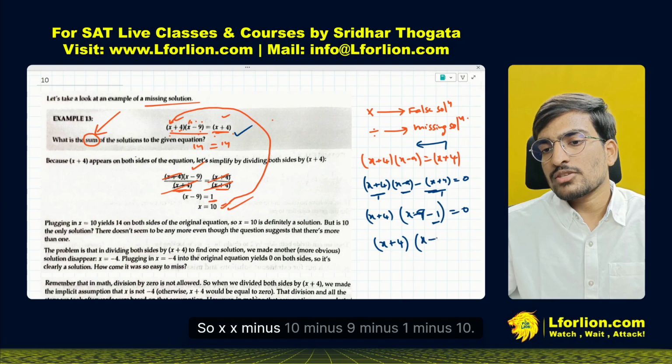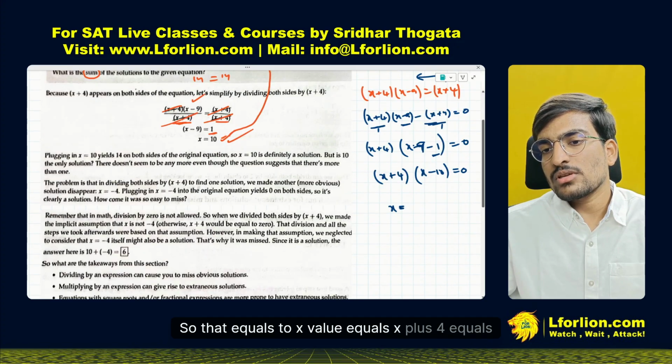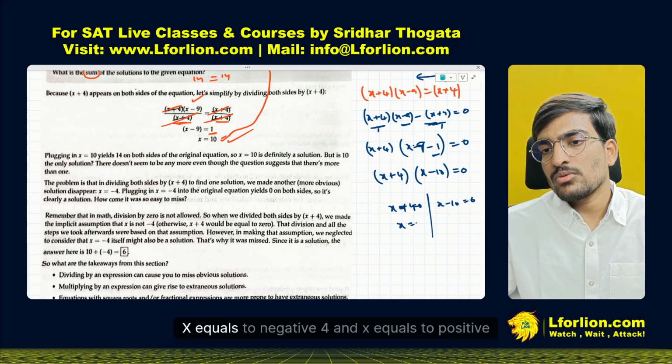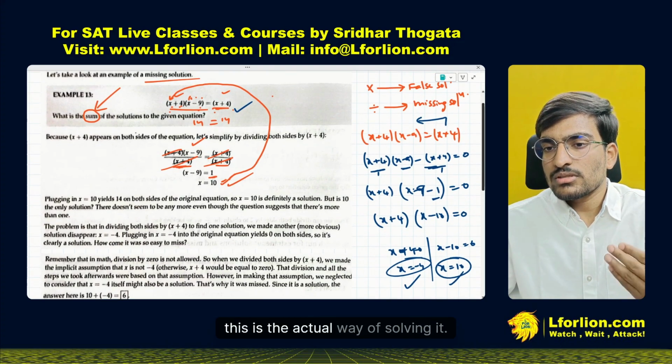So x minus 10, minus 9 minus 1 is minus 10. So x plus 4 equals 0, and x minus 10 equals 0, x equals negative 4, and x equals positive 10. So we got the other value. Whenever you go with the original way, this is the actual way of solving it.